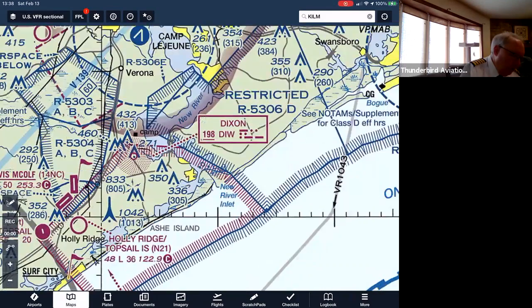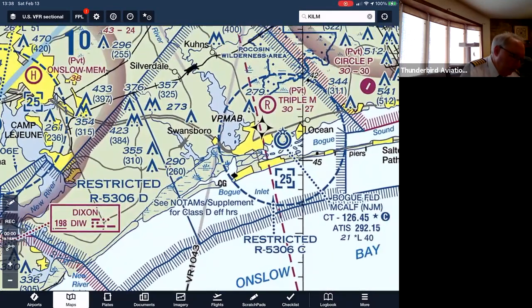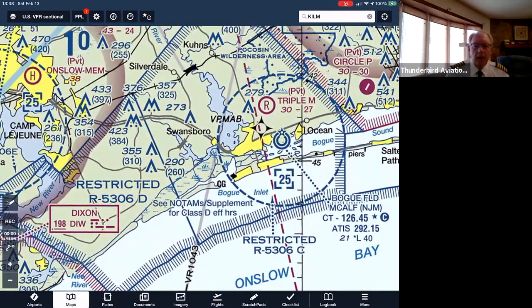So then we move up the coast just a little bit more, and now we have the blue border that almost looks the same, except not as the MOA one, except now it's blue. This blue border is surrounding a restricted area. Can you fly VFR in a restricted area? The answer is it depends.